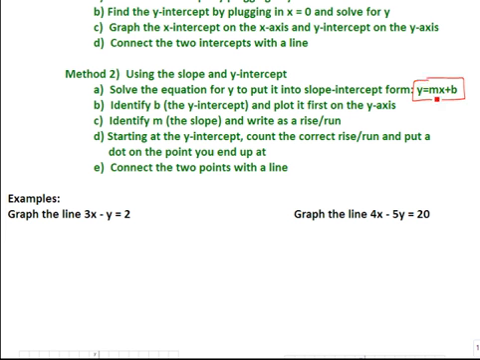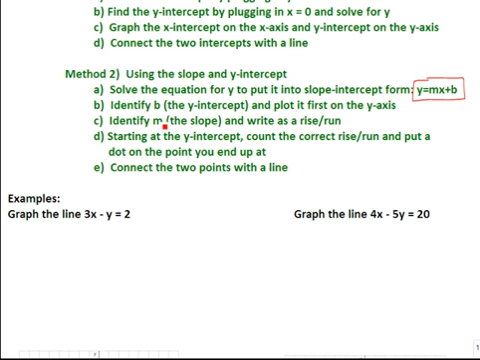where m is your slope, which we're going to think of as rise over run, and b is going to be our y-intercept. So the first thing we're going to do for this second method is solve our equation for y, get the y all by itself, so we can identify what that m and that b is. Once we have put it into this special form, we're going to identify that b, which is our y-intercept, and that's what we're going to plot first on our y-axis.